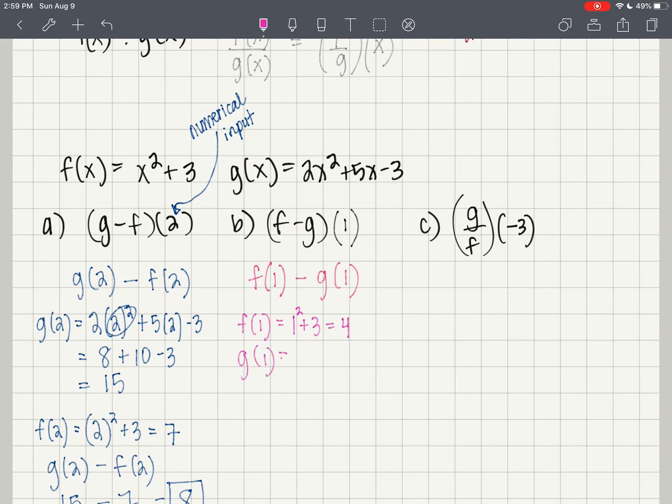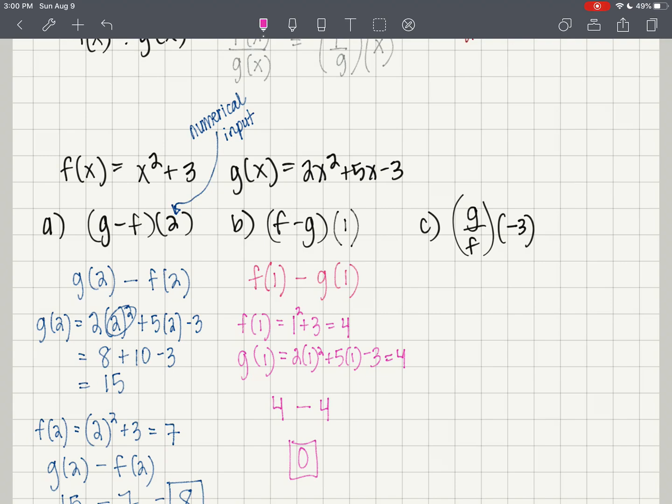And then g of 1 is 2 times 1 squared plus 5 times 1 minus 3. So 1 squared times 2 is 2 plus 5 is 7. 7 minus 3 is 4. We have 4 minus 4, which is 0.